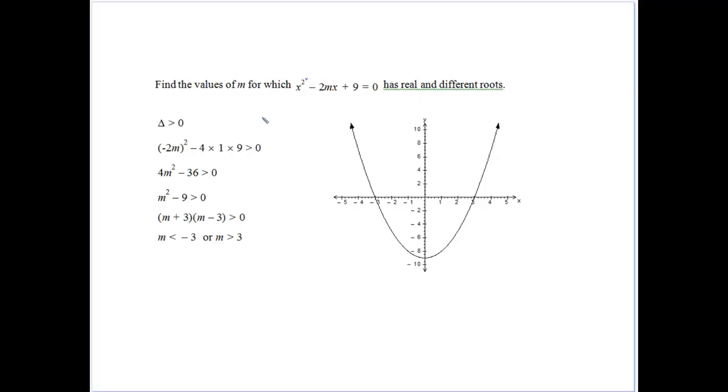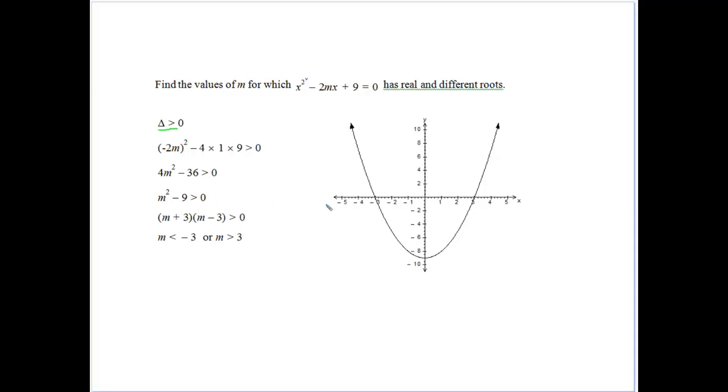So it's got real and different roots, which means that the discriminant's just greater than 0. We sub our values in and get our quadratic: 4m squared minus 36 is greater than 0, and m squared minus 9 is greater than 0. What a lot of people do here is say, oh, m squared is greater than 9, so m's got to be greater than 3, and m's got to be greater than minus 3.